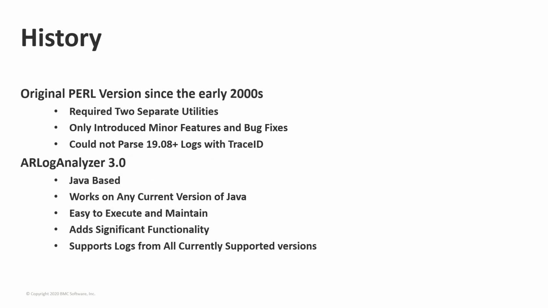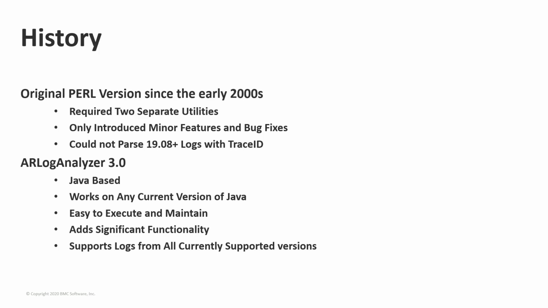You may have heard of or even used some version of AR Log Analyzer in the past. The tool has been around since the early 2000s. All but the current version have been written in PERL. So this current version changes that, and we now have it written in Java. The earlier versions required two separate utilities. One utility combined the logs and cleaned them up, and the second utility did all the analysis and generated the reports. In the past, we really only introduced minor features and bug fixes just to slightly improve the product and keep up with the logging changes over the years.